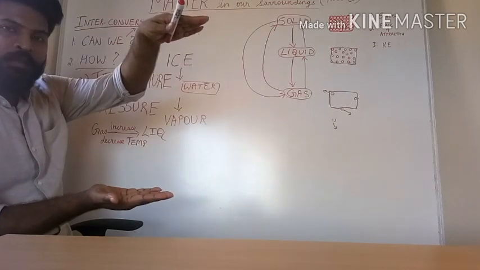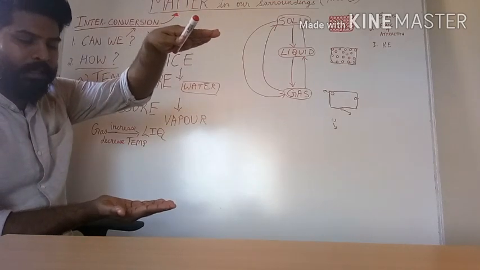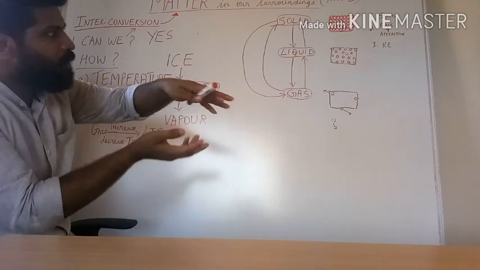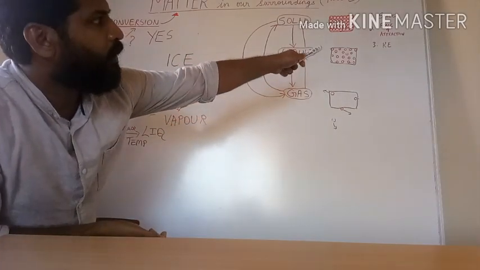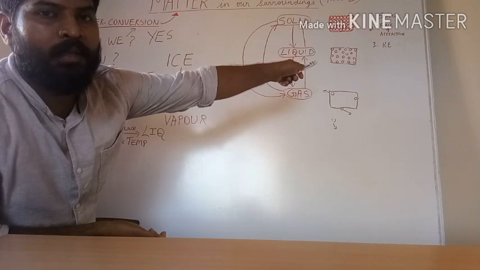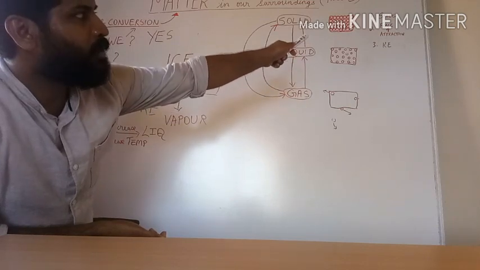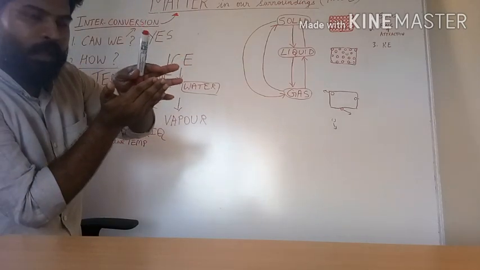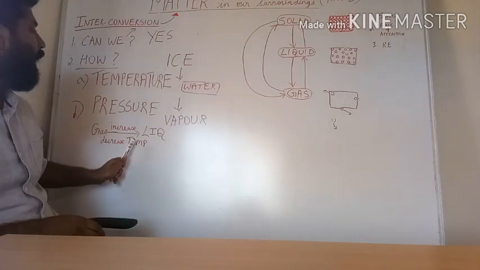On doing both of these simultaneously, increasing the pressure and decreasing the temperature, what we are doing is we are reducing their kinetic energy, and at the same time we are decreasing the spaces between them. So we can convert a gas.